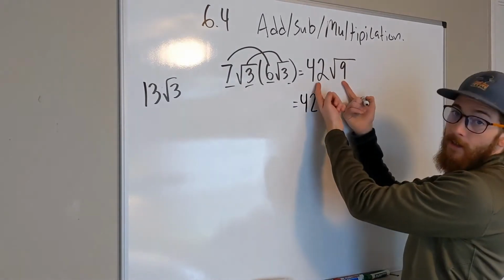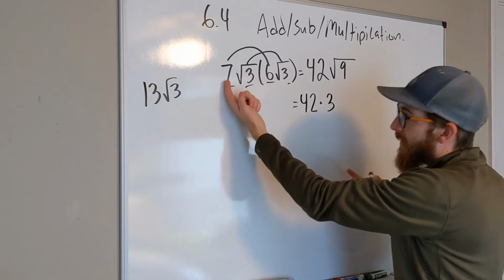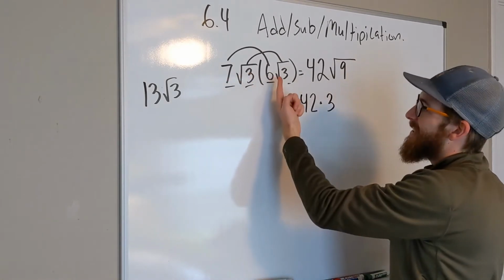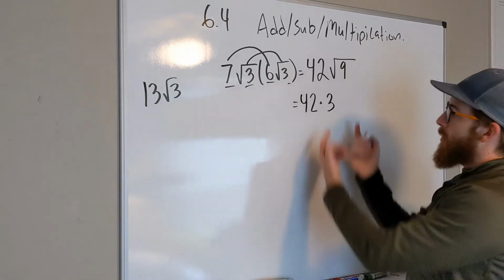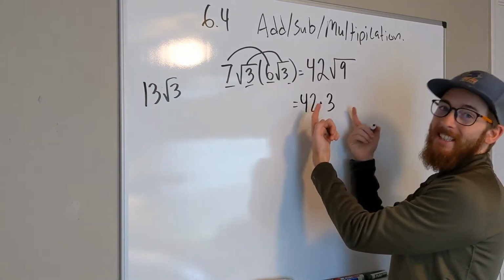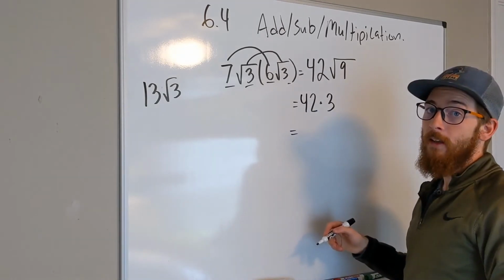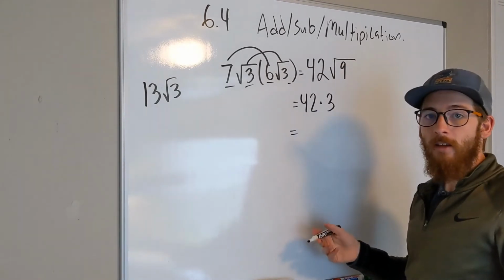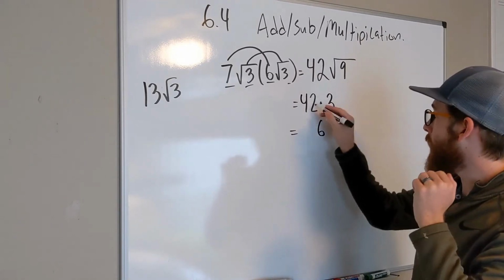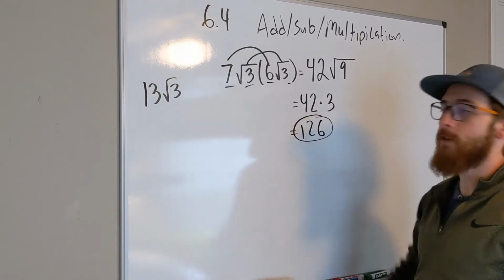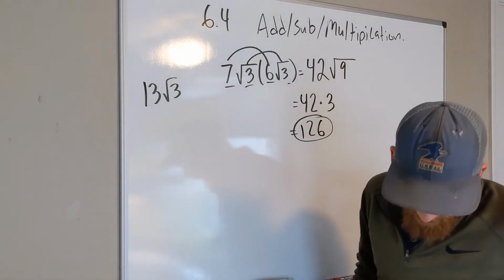Remember, this is a product. This is multiplication. This times the square root of that. 7 times the square root of 3. 6 times the square root of 3. It's all multiplication. So when I take that square root, I still have to multiply, which would be 3 times 2 is 6, 4 times 1, 126. Okay, so let's do another example like this.